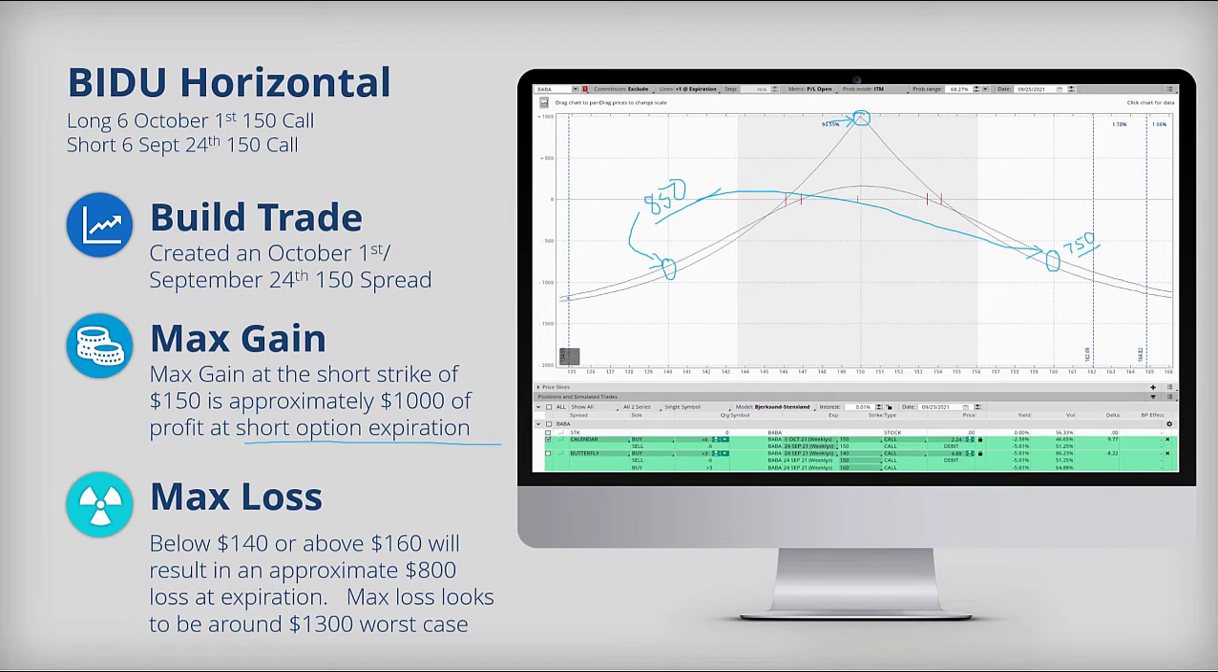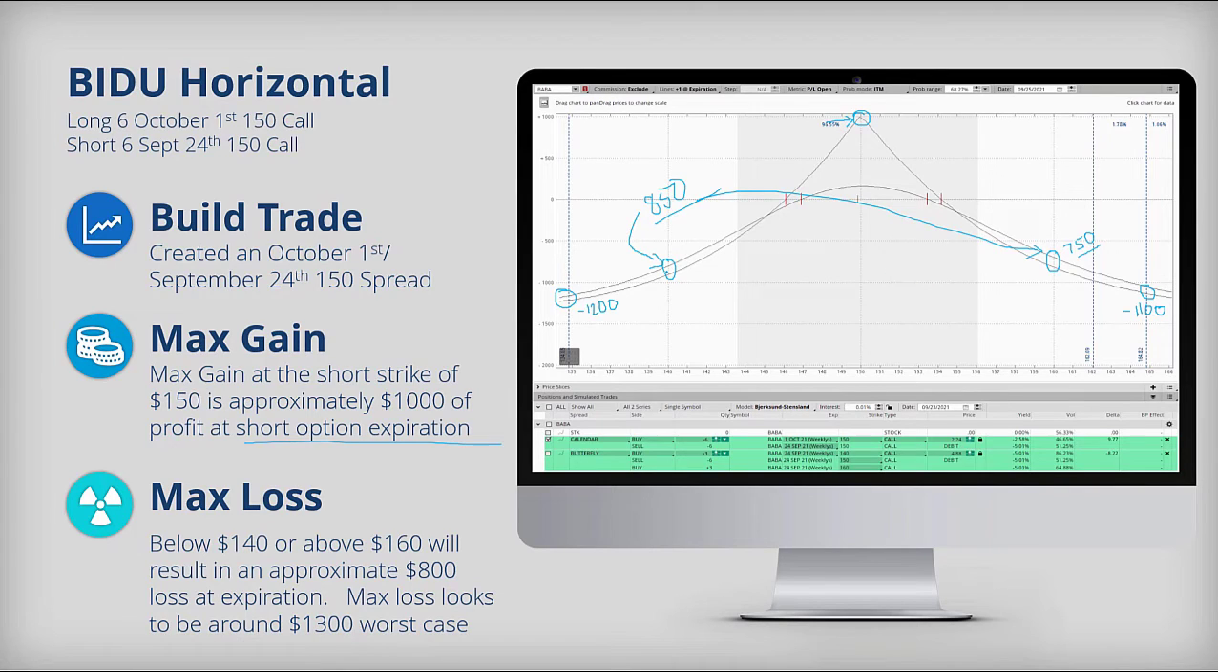However, let's take a look at what if it goes to 135, or what if it goes to 165? All of a sudden, now it's not looking as good. Now we've got about negative $1,200. So ultimately, this trade is carrying more risk. This is carrying more risk than the butterfly.